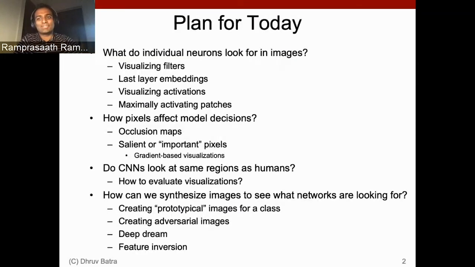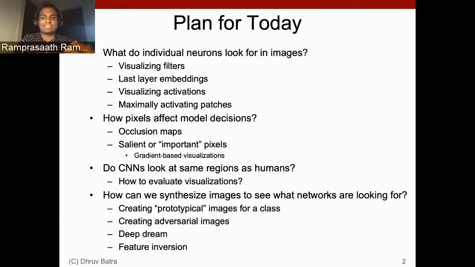All right, so here's what we are going to cover today. In the first line of work, we're going to cover what individual neurons look at in images, how every pixel in the input image affects model decisions, and whether CNNs actually look at the same regions as humans do while making decisions.